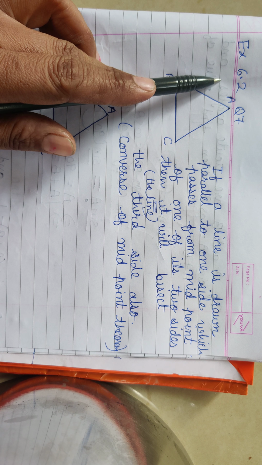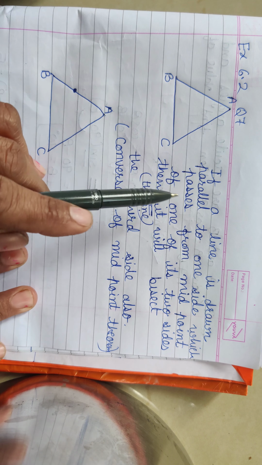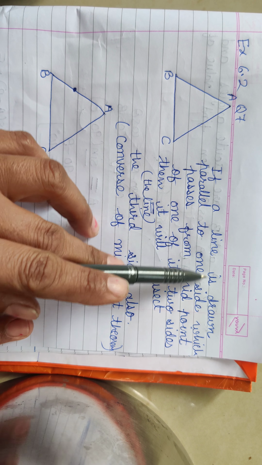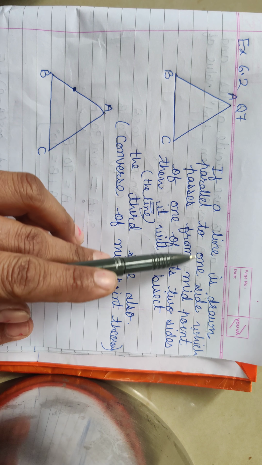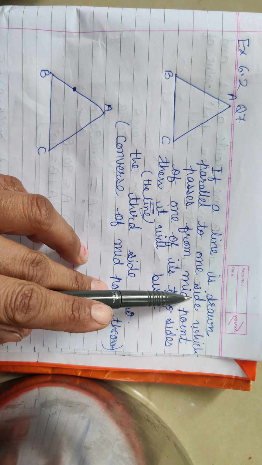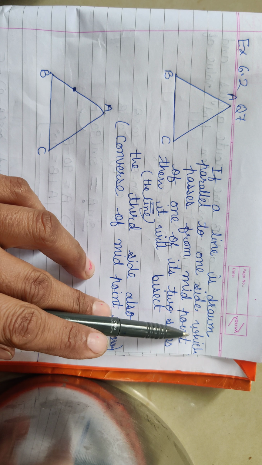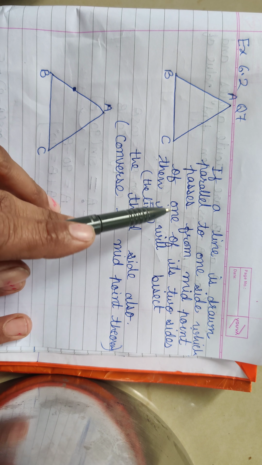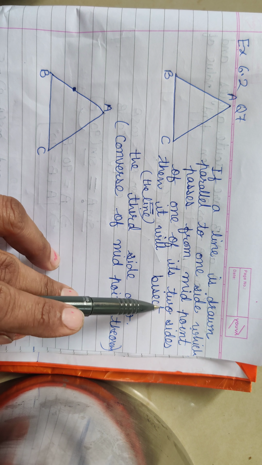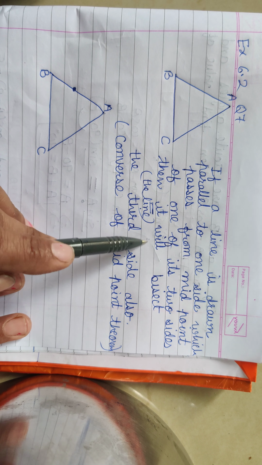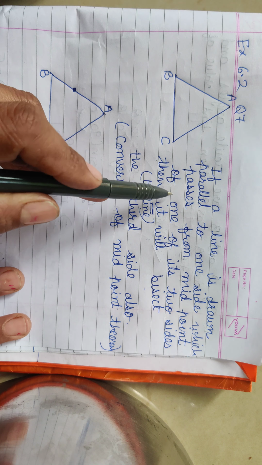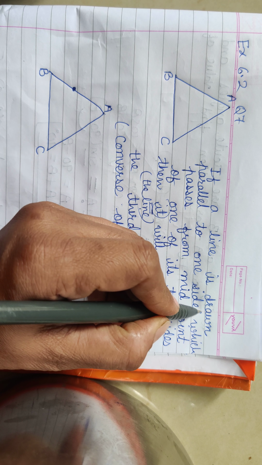Exercise 6.2, question 7. It says if a line is drawn parallel to one side of the triangle which passes from midpoint of one of its two sides, then it will bisect, it means that line will bisect the third side also. So the line is drawn parallel to one side of a triangle.